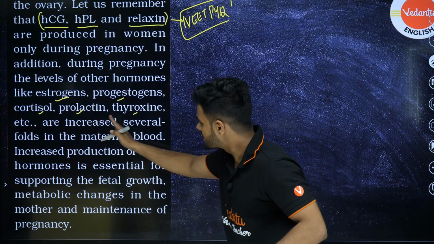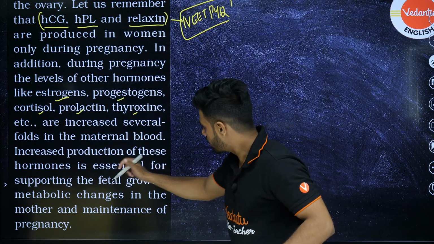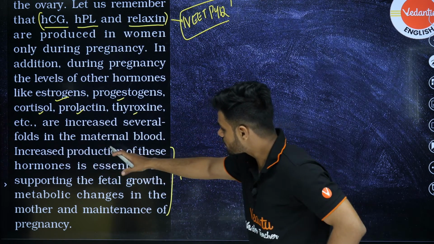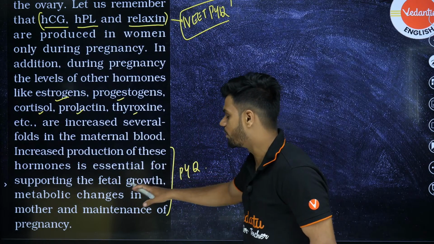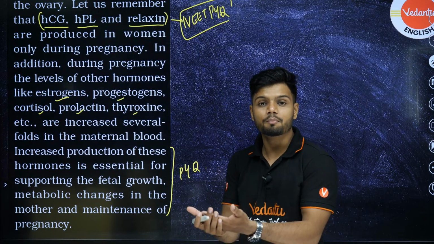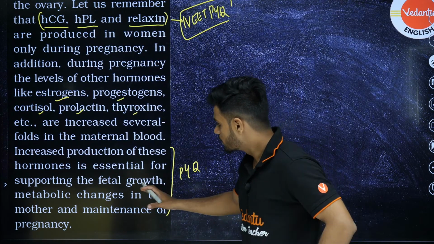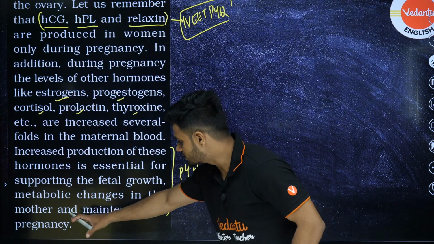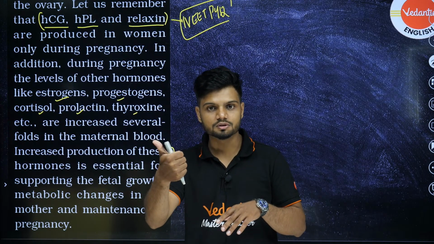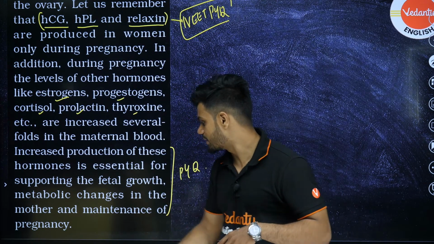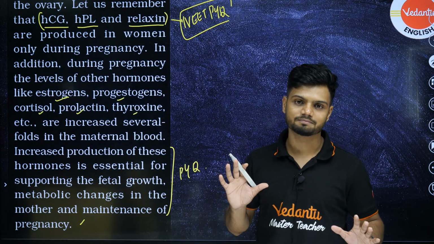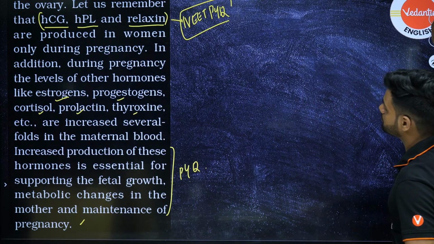These hormones are increased several folds in the maternal blood. Again, PYQ. That is, the increased production of these hormones is essential for supporting the fetal growth. That is why the hormones are important. They support fetal growth, metabolic changes in the mother and maintenance of pregnancy. If there are no hormones, it's going to be very difficult. Hormones are going to be the most important.